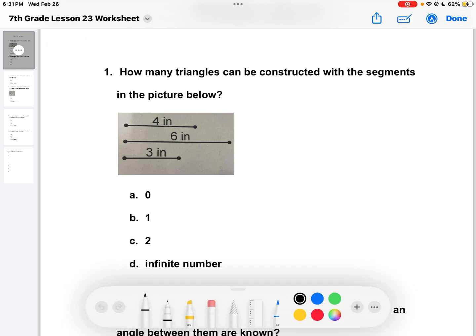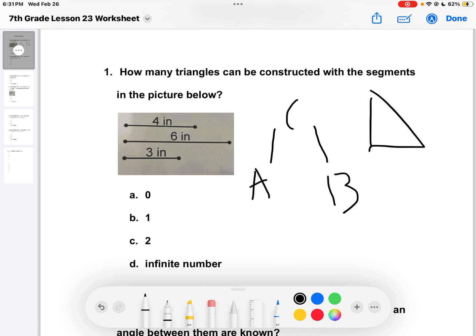So for number 1, it says how many triangles can be constructed with the segments in the picture below. Every time you make a triangle, first of all, C, which is the hypotenuse, always needs to be greater than A and greater than B. However, C, the longest side, has to be less than A plus B.